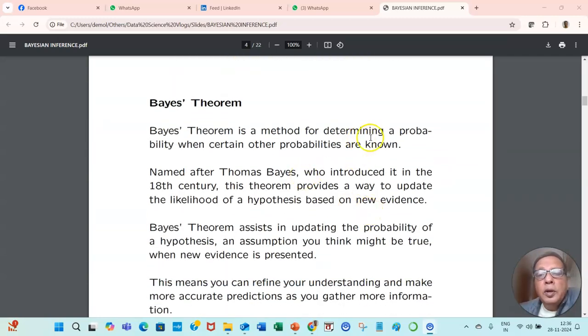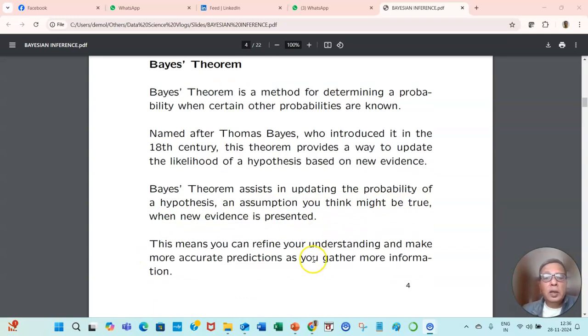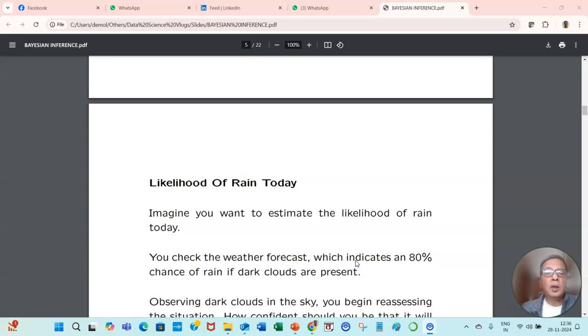Bayes' theorem is a method for determining a probability when certain other probabilities are known. Named after Thomas Bayes, who introduced it in the 18th century, the theorem provides a way to update the likelihood of a hypothesis based on new evidence. Bayes' theorem assists in updating the probability of a hypothesis, an assumption you think might be true, when evidence is presented. So given the data, what becomes the probability of an event? This means that you can refine your understanding and make more accurate predictions as you gather more information.